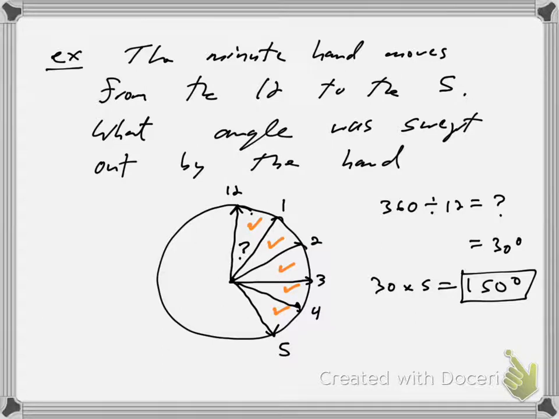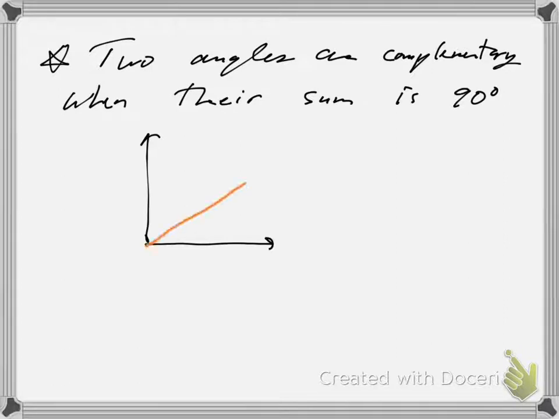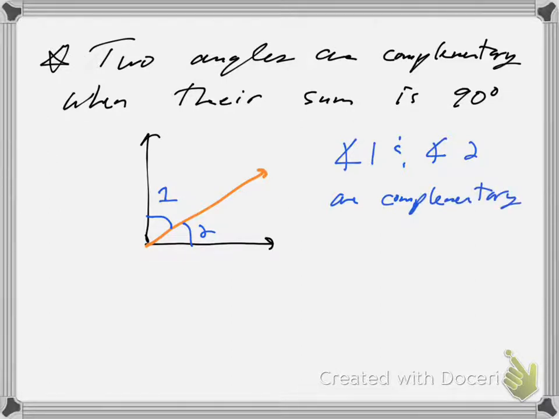All right, so let's talk about a little bit more terminology here. We've got two different things. Two angles are complementary when their sum is 90 degrees. For example, if I take a 90-degree angle, like this one right here, and I divide it into 2, and I call this one angle 1 and this one angle 2, then angle 1 and angle 2 are complementary, because you can tell by the picture that they add to get the 90-degree angle there.